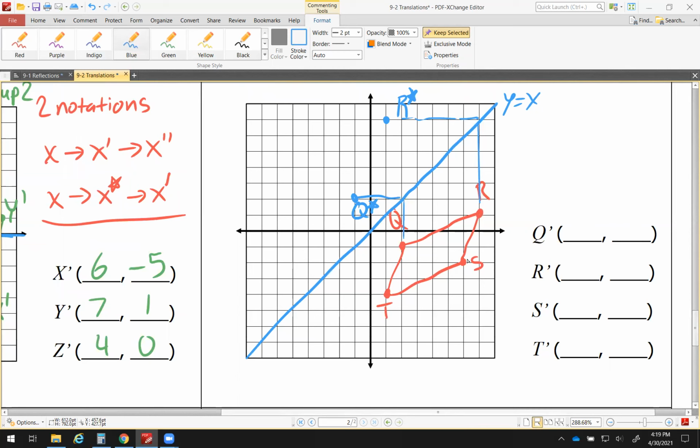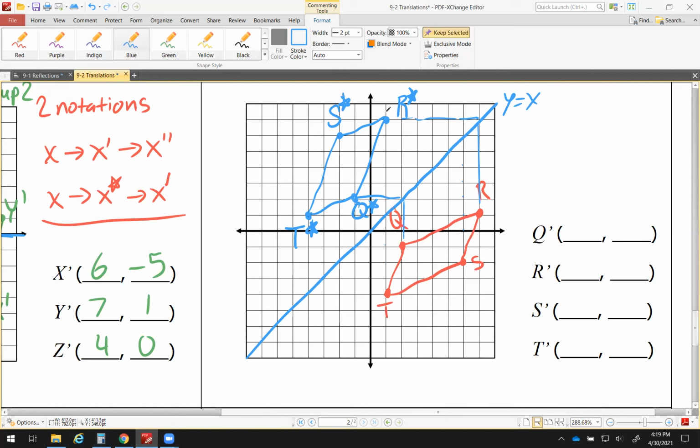S looks like it has to go up by 8. So S is going to go 8 over. There's S star. And T looks like it has to go up by 5 to get to the line. So now we're going 5 in the other direction of the line. There's T star. So connecting those lines, I have reflected over the line y equals x.